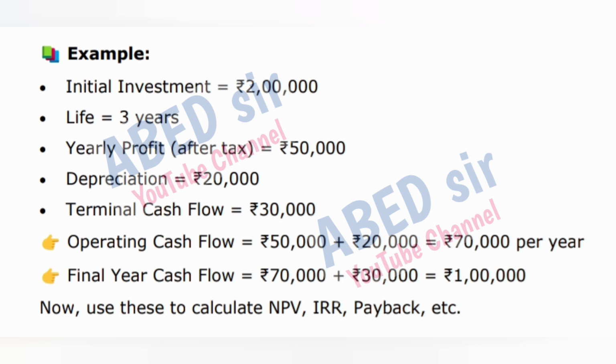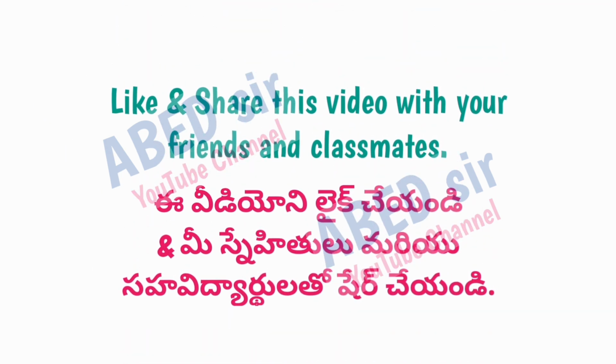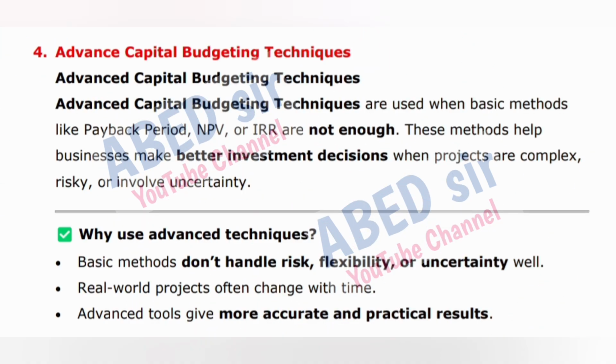Now, use these to calculate NPV, IRR, payback, etc. Easy tip to remember. Cash flow is real money moving in and out. Focus on initial outflow, annual inflows, OCF, and final year benefits. Cash flows are the heart of every capital budgeting decision. No cash, no project.